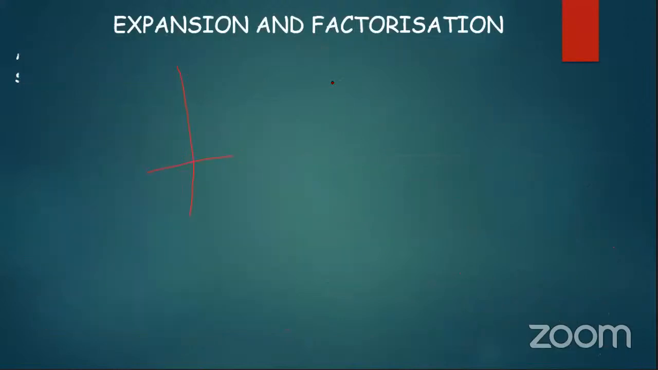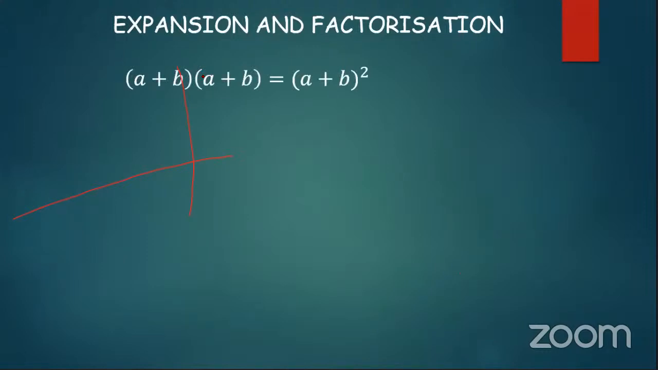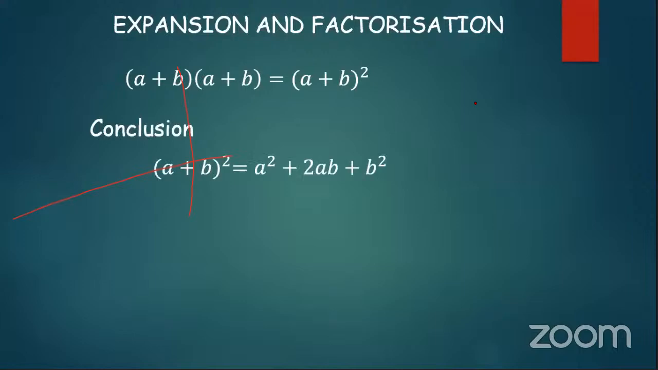And that would take us to our next step, where a plus b into a plus b is the same as a plus b squared, because we are multiplying it twice. So that would be another answer for the area. So we can conclude and say a plus b squared is equal to the first area we got, which was a squared plus 2ab plus b squared.